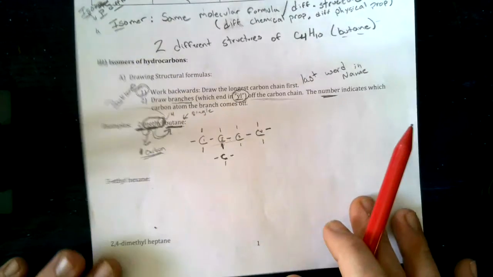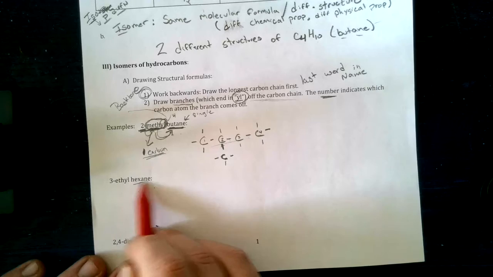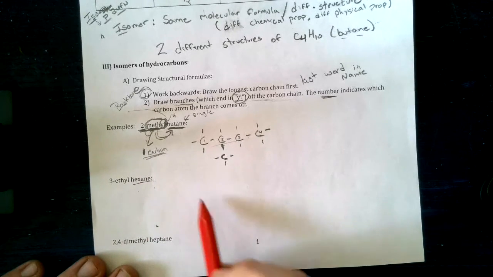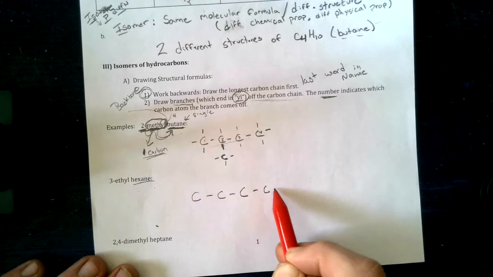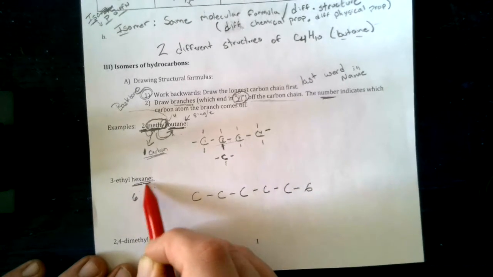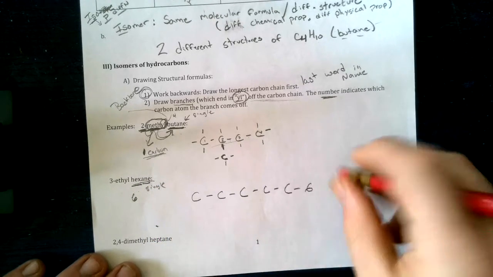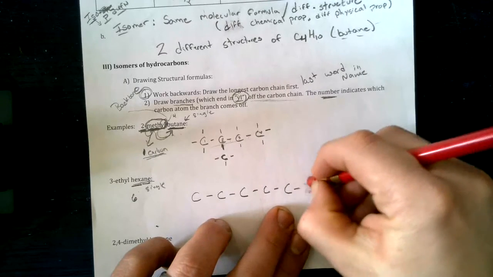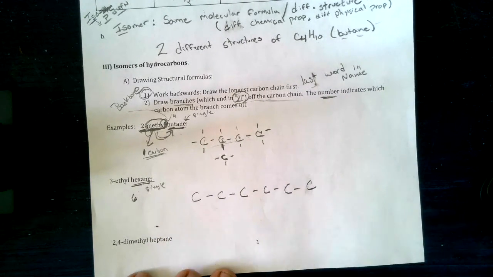So we'll do this one. Move a little bit quicker. 3-ethyl hexane. Backbone, last word, hexane. 1, 2, 3, 4, 5, 6. Hex, prefix means 6. Ane means they're all single bonds. So that is my backbone. Although I drew a 6 instead of a C. 1, 2, 3, 4, 5, 6.